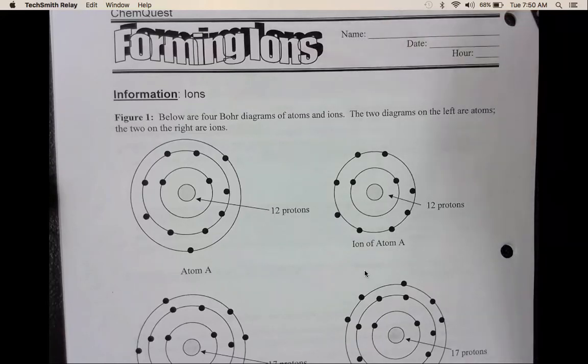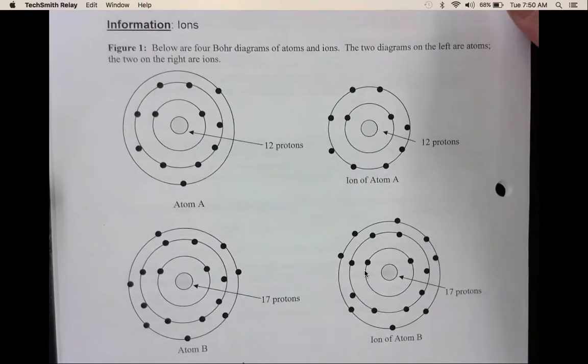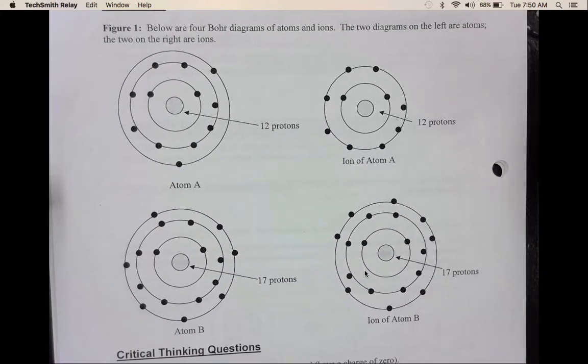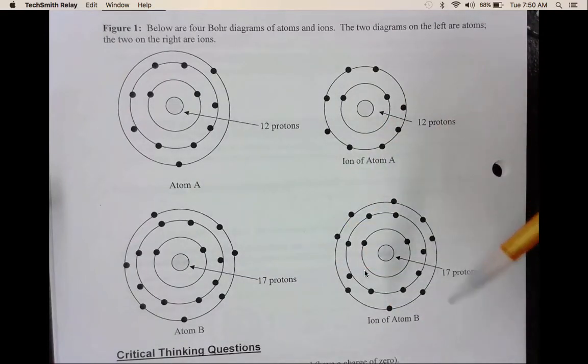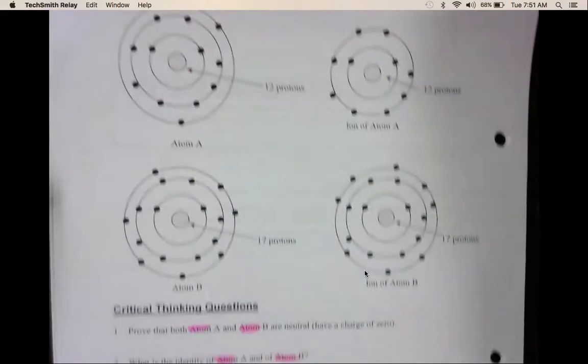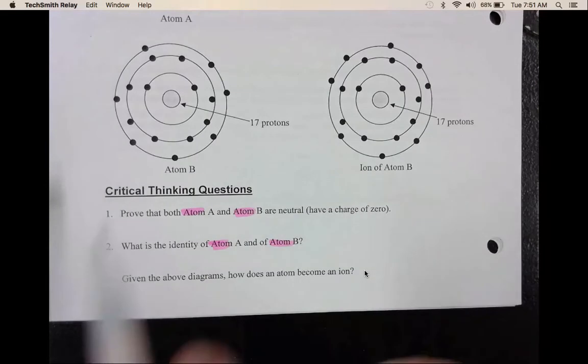Today we are looking at forming ions. So we start off with some information, 4 different Bohr diagrams of atom A and atom B, and then an ion of atom A and ion B. Remember the protons are given to us, we can always figure out the electrons by adding them up. Not much to say because we've already looked at a bunch of these pictures, Bohr diagrams.